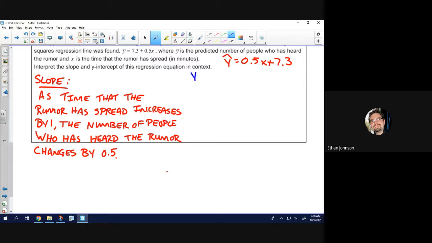Y-intercept or initial value. So this is, we started with 7.3 people hearing the rumor.